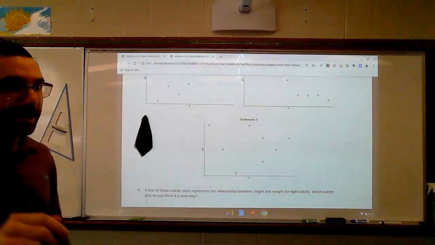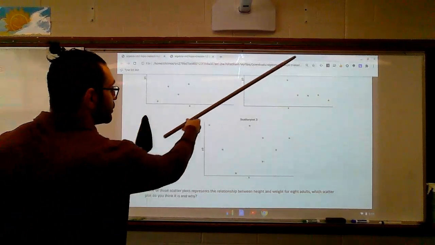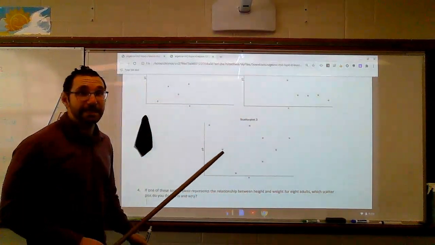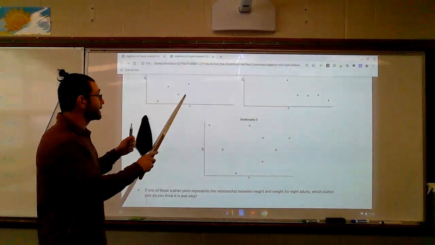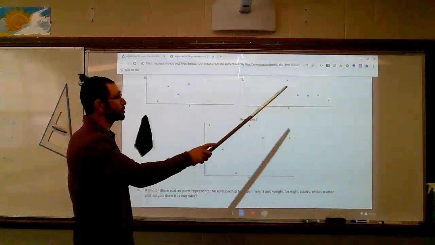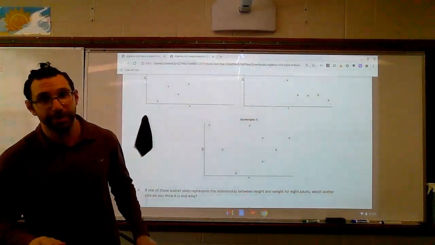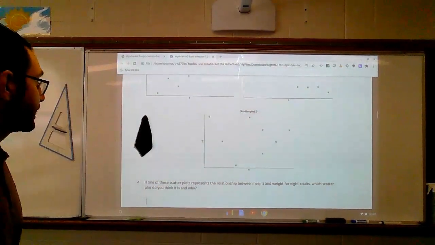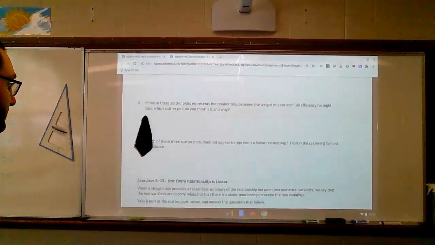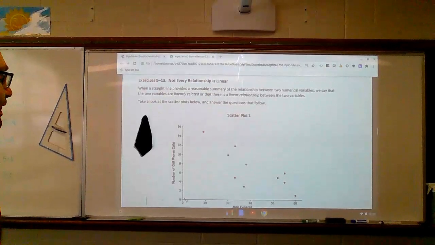Okay? So again, we've got positive correlation, which means it's tending to go up. This was a linear positive correlation. This was a linear negative correlation. Does it have to be linear? Again, no. Not every relationship is linear.